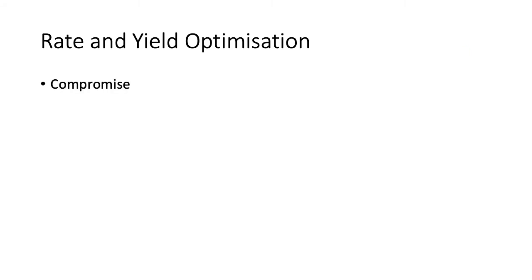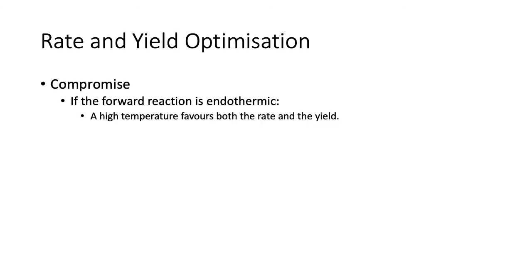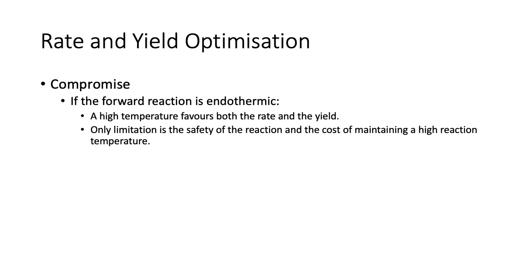So there are situations where you need to compromise. If the forward reaction is endothermic, a high temperature favors both the rate and the yield, which is good. So when do you stop increasing the temperature? When you're about to blow up the system, so safety, or when it becomes too expensive to maintain the high temperature of the reaction vessel. Those are your limitations. Safety and cost become the limitations when the forward reaction is endothermic and you're talking about temperature.